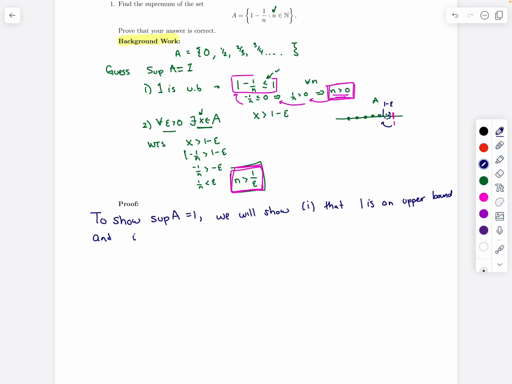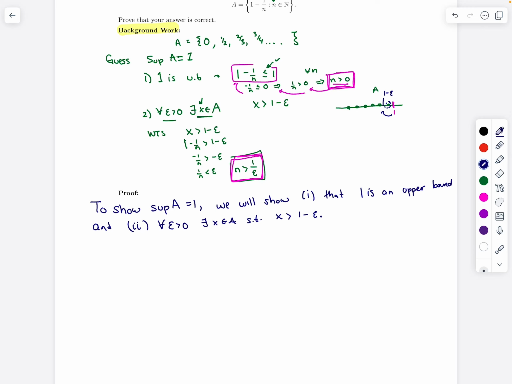I'm just going to use shorthand here because it's a timed assignment. So for every epsilon greater than 0, there exists some element in the set such that that element is bigger than 1 minus epsilon. And that's what shows it's the least upper bound, because anything less than 1 is not an upper bound, because there's something in the set, right? So I'm just telling the reader the things I'm going to show, and then the Supremum analytically theorem that we have gives us everything we need.